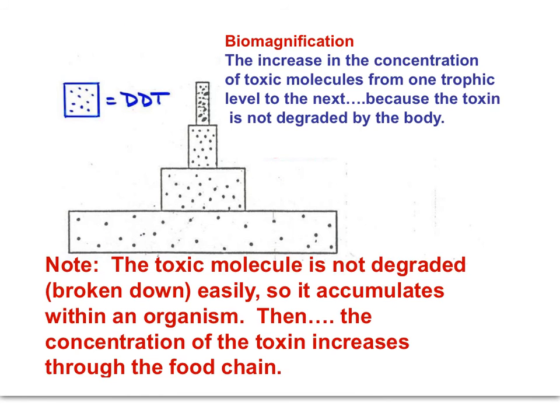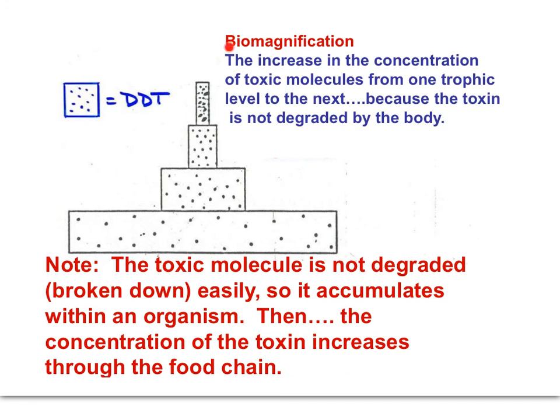The most important concept in understanding both bioaccumulation and biomagnification is that the toxin, DDT or mercury, PCBs or other, is not degraded by the body, not excreted by the body. The toxin is stored within the body of individual organisms, and it accumulates in individual organisms. Then, as it will be with food chains, the toxin increases in concentration up the food chain.